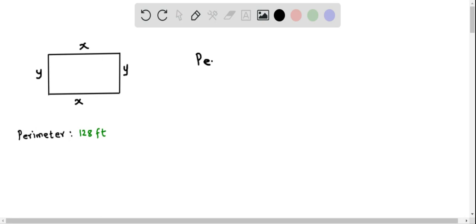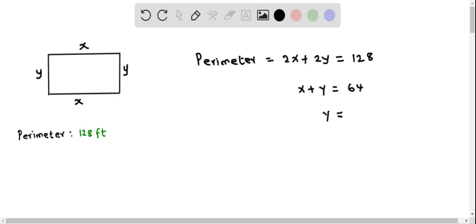So that is the perimeter of this rectangle, and this equals twice the length, that is 2x, plus twice the width, that is 2y, and this is given as 128 feet. So we set up this equation, 2x plus 2y equals 128. Now we can divide both sides by 2, so we get x plus y equals 64. And from this, I'm going to solve for y, and so y equals 64 minus x.